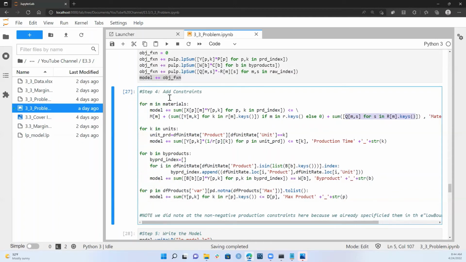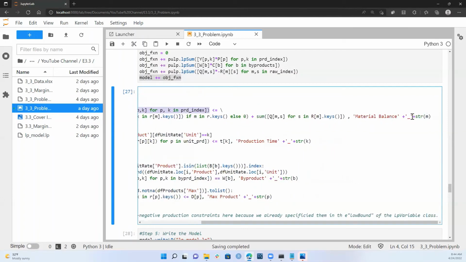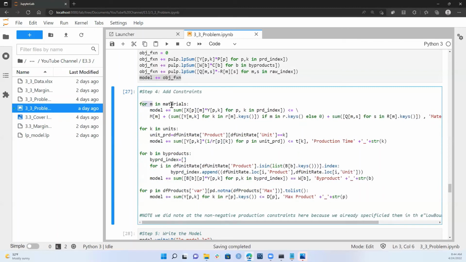So in summary, the amount that we consume here has to be less than or equal to the on-hand inventory plus anything we're making ourselves plus anything that we buy from the vendors. And then, of course, I name this material balance for this specific material, and I repeat that for all M in materials. So for each material, I have a separate constraint. For K in units, this is our production time constraint. We've covered this before a couple times, and not a lot's changed.